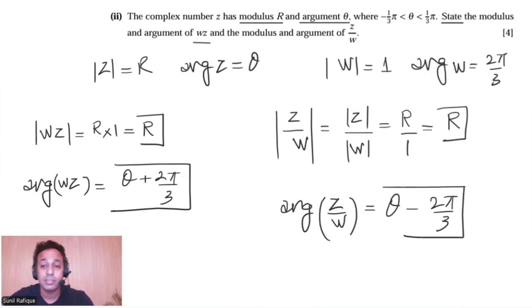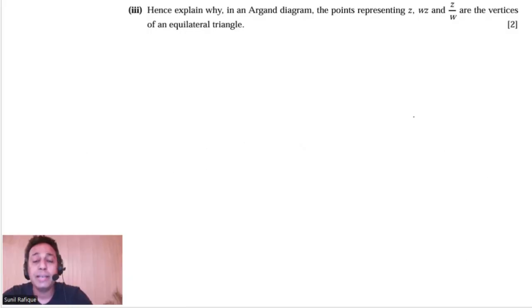The reason this explanation got so lengthy is that I wanted you to understand those special properties of arguments and moduli, right? Let's look at part 3 now. Part 3: hence explain why in an Argand diagram, the points representing z, wz, and z over w are the vertices of an equilateral triangle.